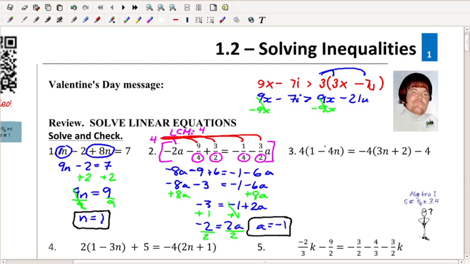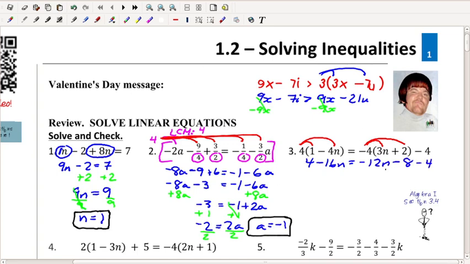So I'm going to start out by distributing to get rid of parentheses. So 4 times 1 and 4 times minus 4n. And this is going to be minus 4 times 3n and minus 4 times 2. So this gives me 4, 4 times minus 4n is minus 16n, minus 4 times 3n is minus 12n, minus 4 times 2 is minus 8. Minus 4, and from here it's all the same steps.